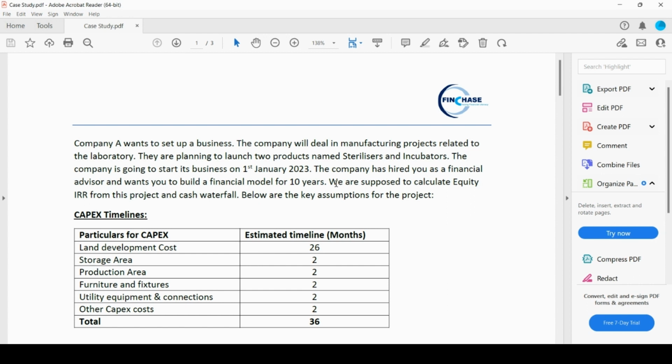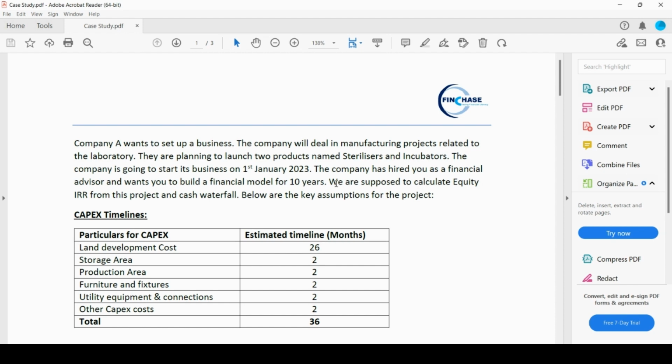Then guys, let's try to understand this case study. This case study is basically a project finance case study, and believe me, if you understand this case study well, then you are in a good space of modeling, right? So guys, let's try to understand what this case study says.